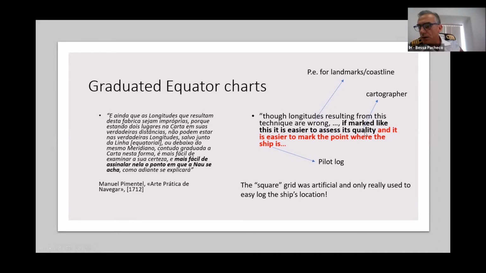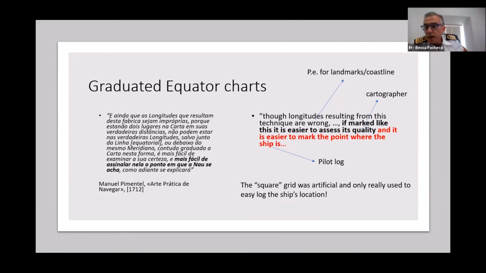Who is assessing the quality? Cartographers. Why? Because they do a lot of replicas of maps. So if they have a reference of an equator which is also agreed, they can look at the marks and see if it resembles the previous copies of charts. But more than that, it says it's easier to mark the point where the ship is. So this is wonderful for pilots to log their position.